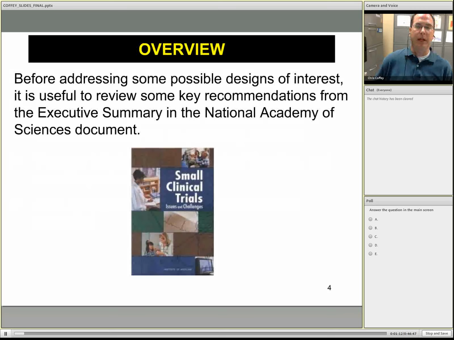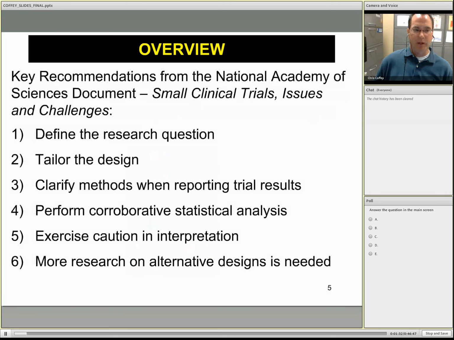So just to start off and give some basic background overview, I thought it would be helpful to begin by just looking at this document that's now a little over 10 years old, that came out as an executive summary for the National Academy of Sciences, looking at small clinical trials, issues, and challenges. In particular, I think it's helpful to look at the recommendations that came out of that document. So they had 6 main recommendations: to define the research question, to tailor the design, to clarify methods when reporting trial results, to perform corroborative statistical analysis, to exercise caution in interpretation, and that more research on alternative designs is needed.